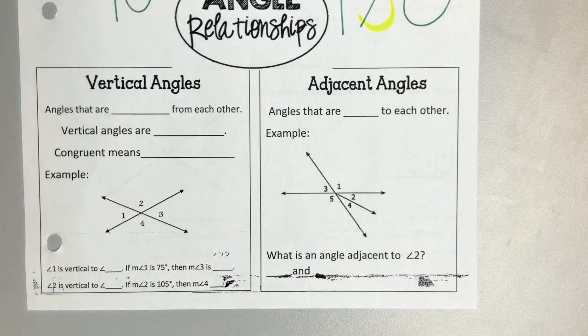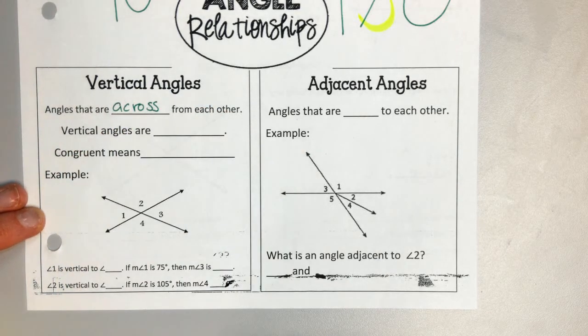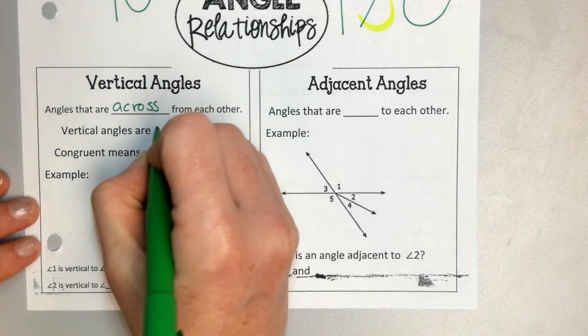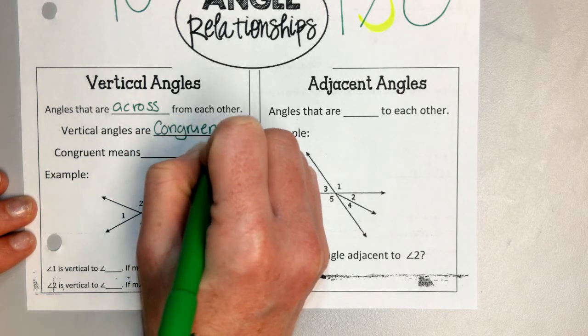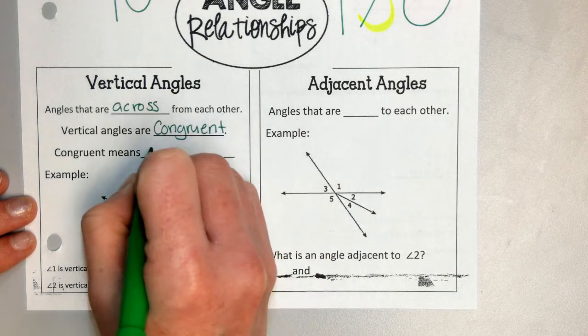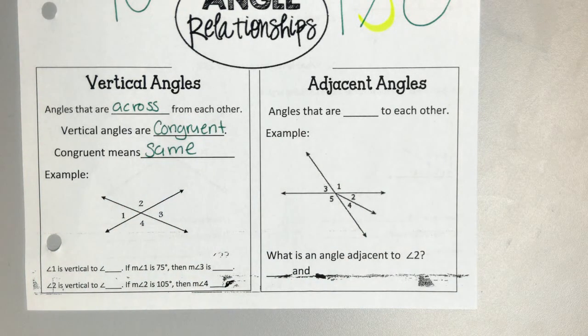Vertical angles are angles that are across from each other. So two lines will intersect to create 4 angles. The angles across from each other, not side by side, but across from each other, are vertical. Vertical angles are congruent. And congruent means that they're the same. So they have the same measurement.